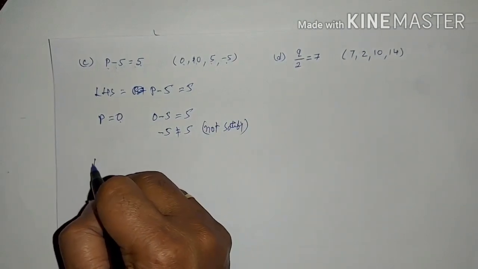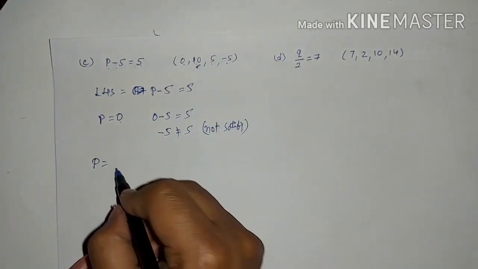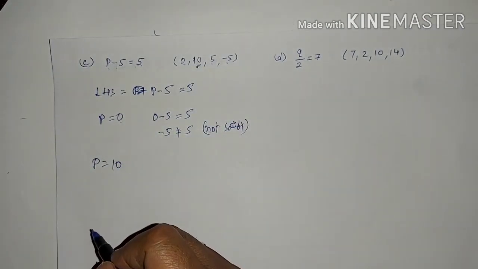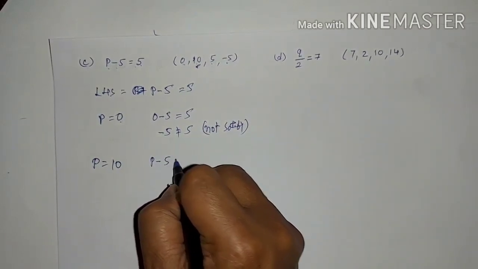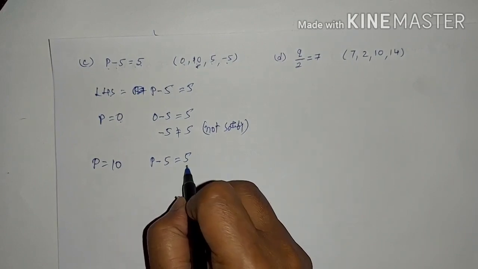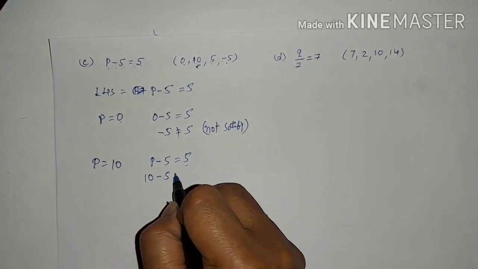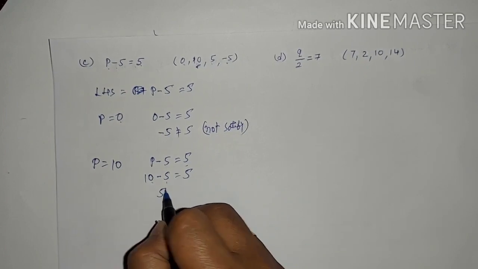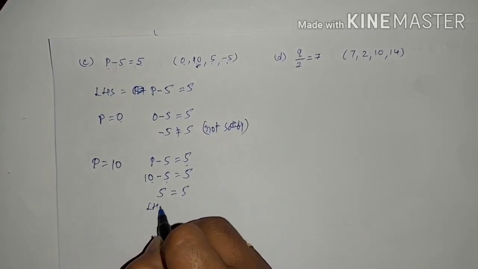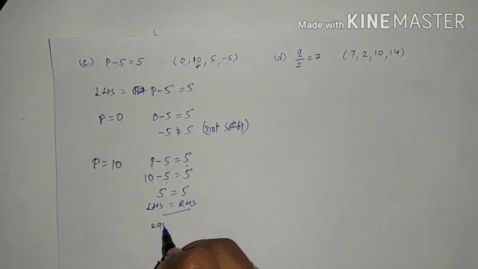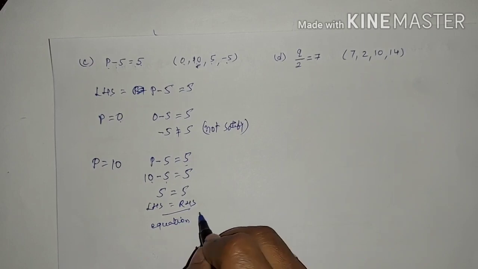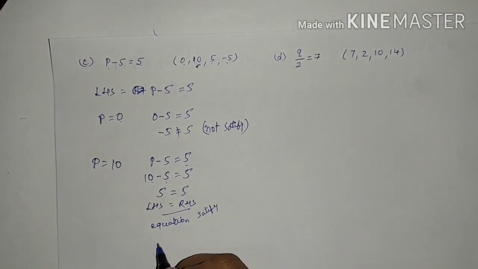Okay, second will be p is equal to the value 10. This point will be satisfied. Next number you have not solved, that p minus 5 is equal to 5 is the equation. P value is 10, 10 minus 5 is equal to 5. It means the left hand side is equal to the right hand side, which means the equation is satisfied.